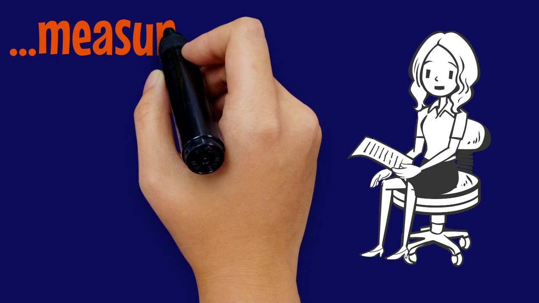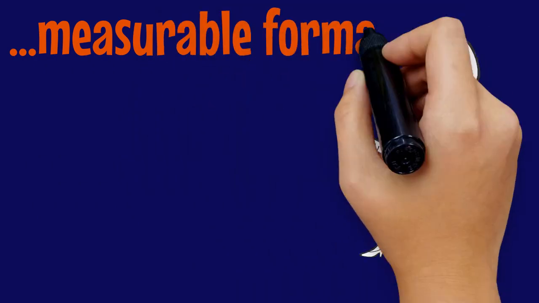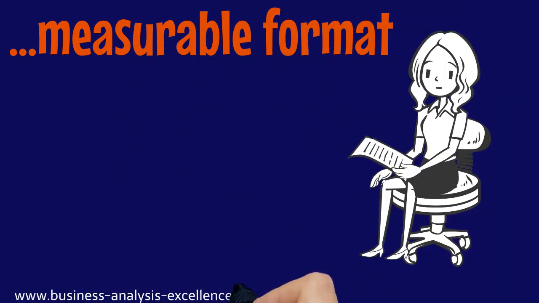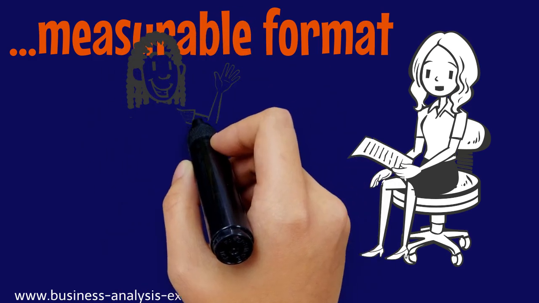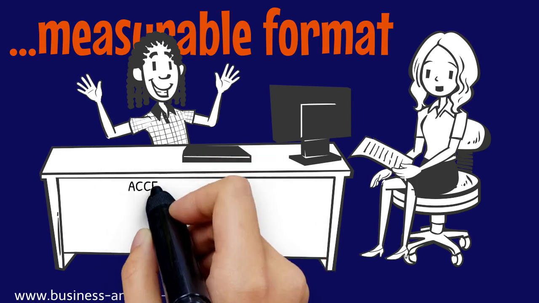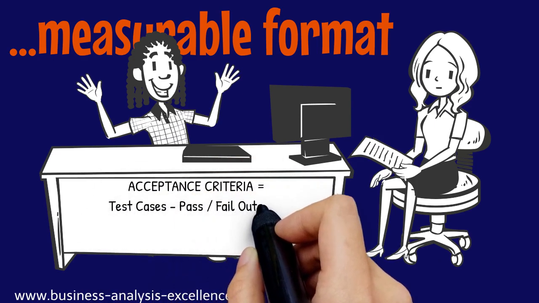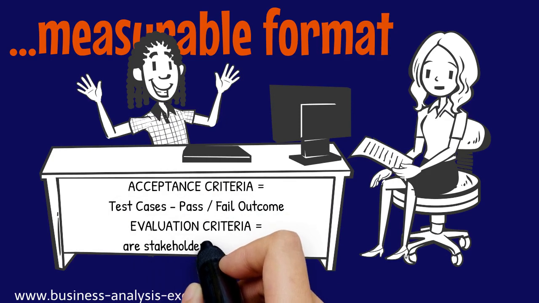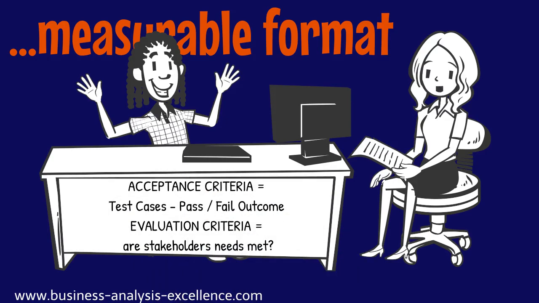Let's now talk about the typical format for defining the acceptance and evaluation criteria. In order to assess a solution against acceptance or evaluation criteria, it must be constructed in a measurable format. Acceptance criteria are expressed in a testable form. This often translates to atomic requirements, which are written as test cases, which in turn are used to test the solution against the criteria defined. These tests will then either pass or fail.